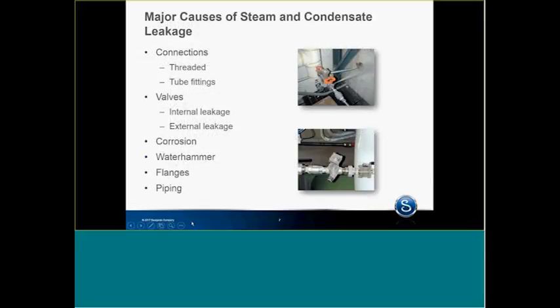What are the major causes? I write papers about steam leakage and do analysis and everything else. Connections, threaded and tube fitting. I'll be talking about each one of these areas. Valves, internal leakage and external leakage. Corrosion. Water hammer, flanges, piping. That's where most of the steam leaks come from. Example.